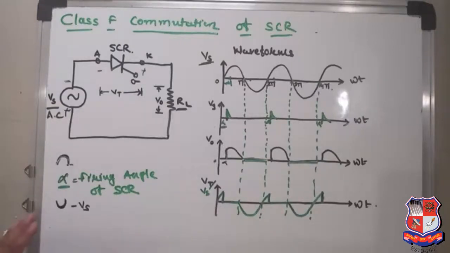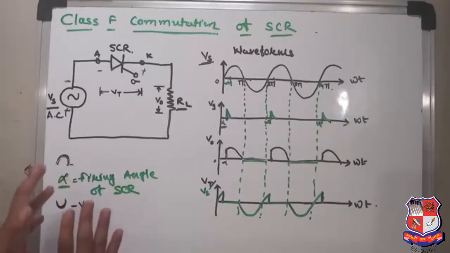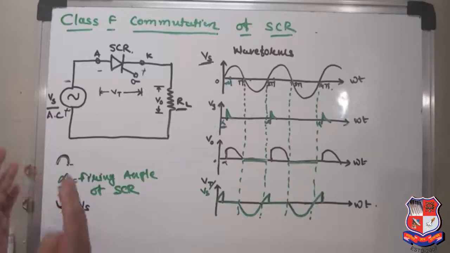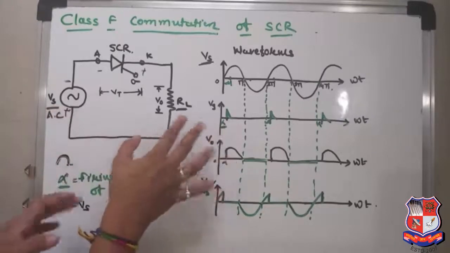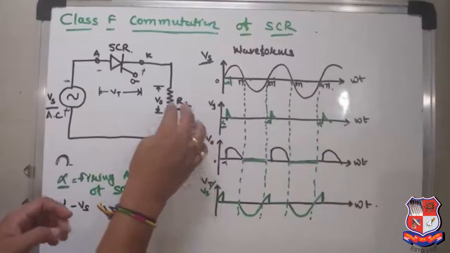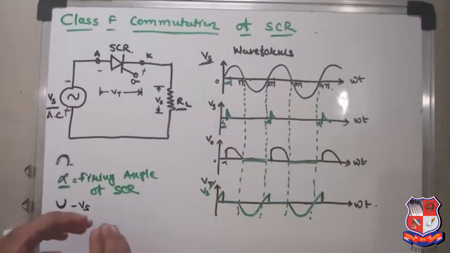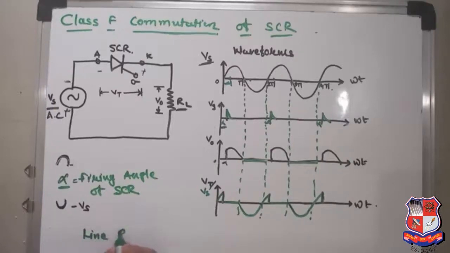So hope you understood what Class F commutation is. Class F commutation belongs to natural commutation, when the SCR is operated on an AC supply, which means the input of the SCR is AC. Here, for example, I have taken the load as purely resistive. Class F commutation is also known as line commutation.